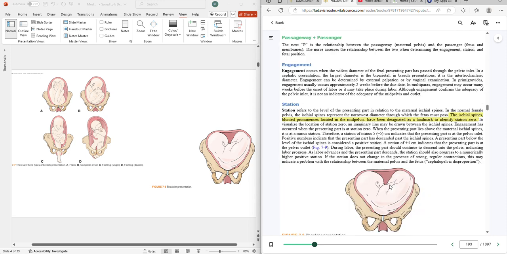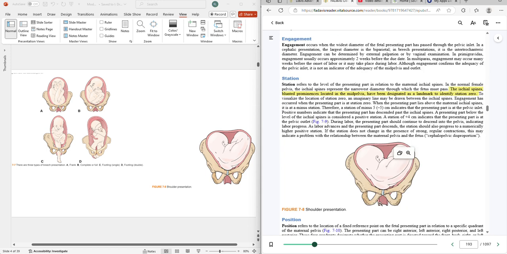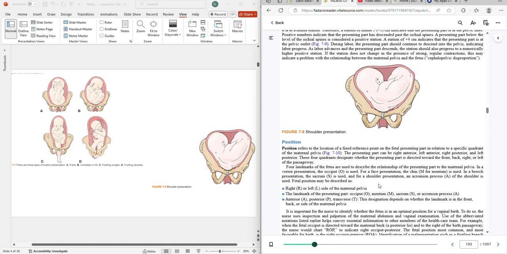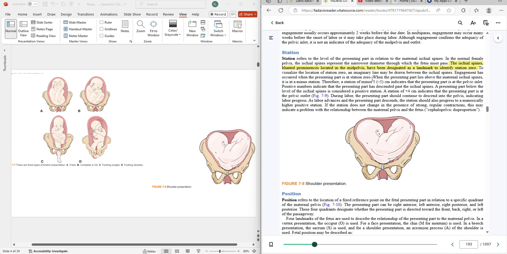If I say she's minus 2, she's above the ischial spine. Minus numbers go above it, plus numbers go below it. So minus 2 means the fetus is 2 centimeters above the ischial spine, okay? 0 means they're lined up. If I say she's plus 1, the fetus is 1 centimeter below the ischial spine, okay? Important, important, important. You need to know, Wink and Lollipop, what we lined up. We line up the ischial spine as our landmark, and that identifies 0 station, okay?